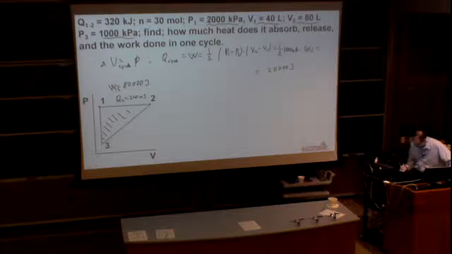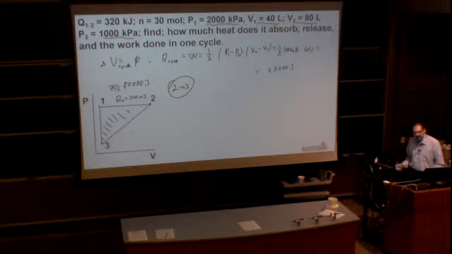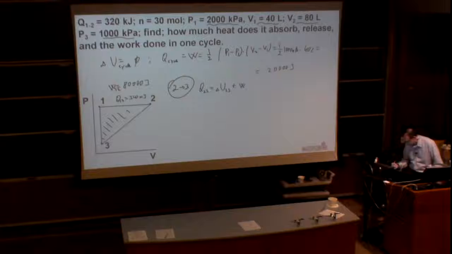Okay, let's do it. Process 2-3. We know the heat's supposed to be negative. Let's calculate it. This amount of heat should be equal to the change in the internal energy plus the work done during this process. So let's do it step by step. The work is easier to do because we just have to calculate the area of this trapezoid.